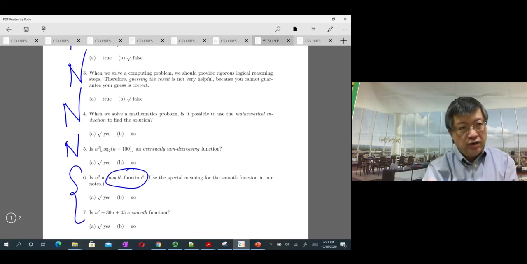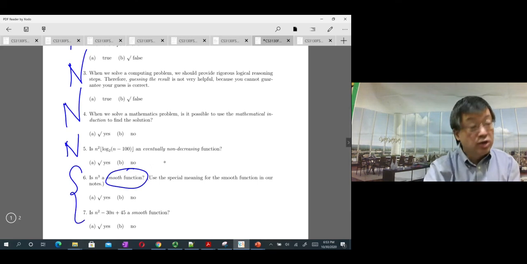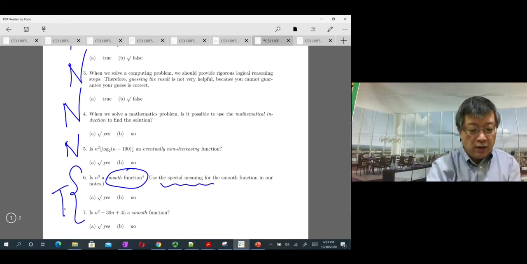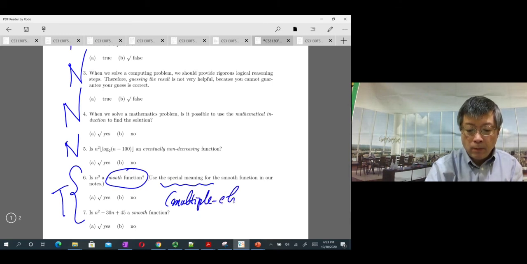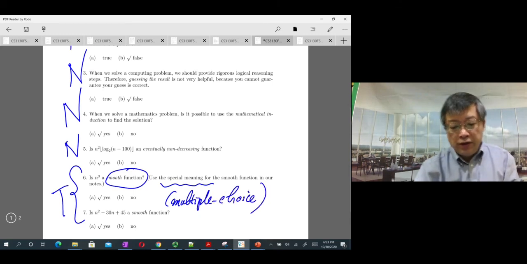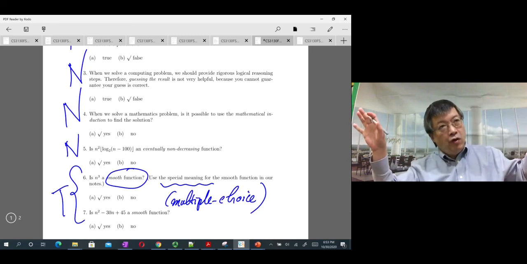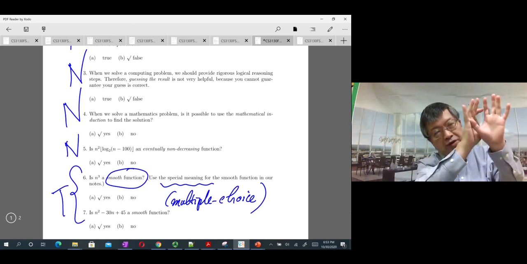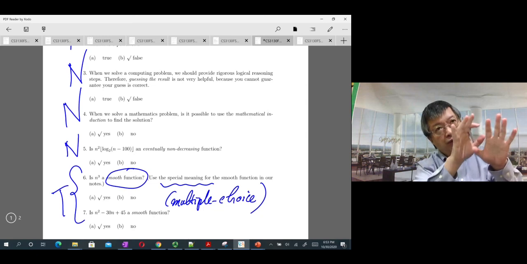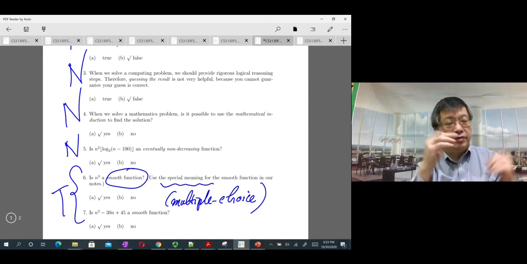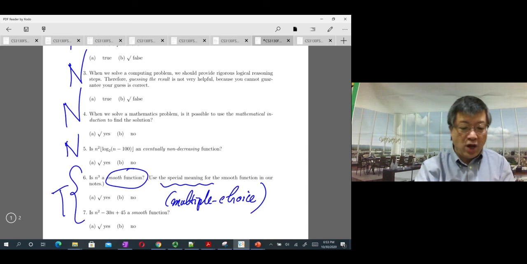The smooth function here does not mean a smooth curve. We have our own special meaning of smooth function. And T. But I will use a multiple choice question. I give you 4 functions, and I want to ask you which one is smooth or which one is not smooth. A multiple choice question to cover this topic.